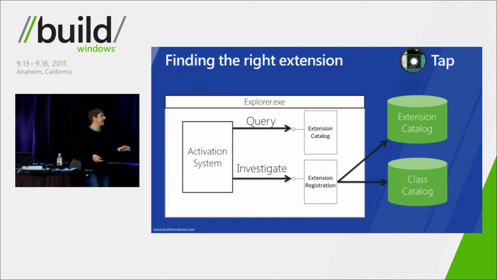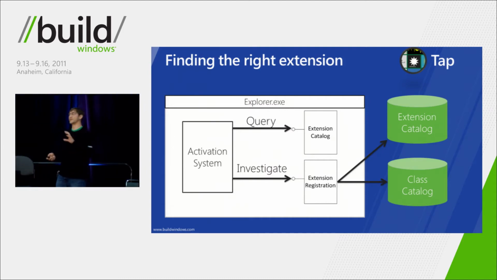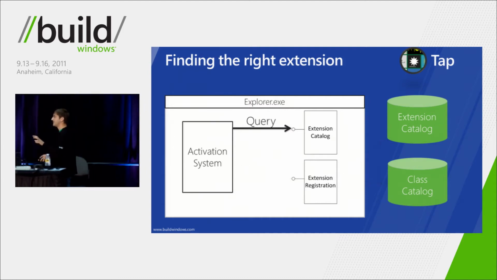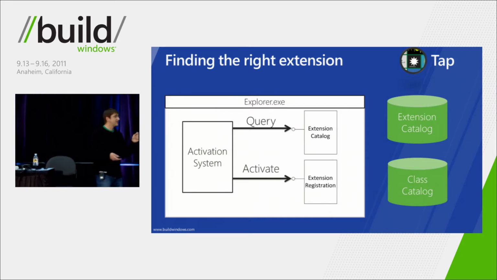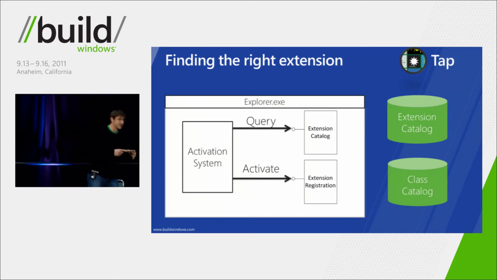Once it's satisfied that, hey, this is the extension I'm looking for, this is the application that I want to activate, it simply calls an activate method on it. All right? And that's when the Windows Runtime internals take over, and we start the process of activating your application.